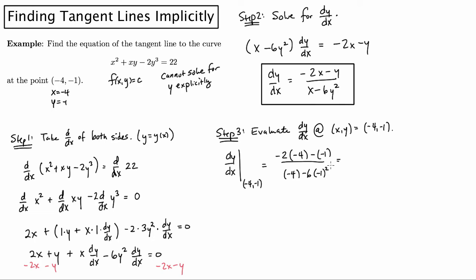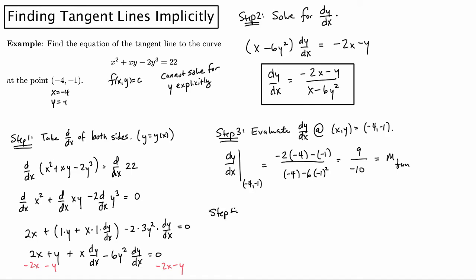And if everything comes out okay, you get 8 plus 1 on the top, so it's 9. And then you get -4 minus 6, so -10 on the bottom. So this is our slope. This is the slope of the tangent to the curve, this curve here, x squared plus xy minus 2y cubed equals 22. That's the slope of the tangent line to that curve at the point (-4, -1).